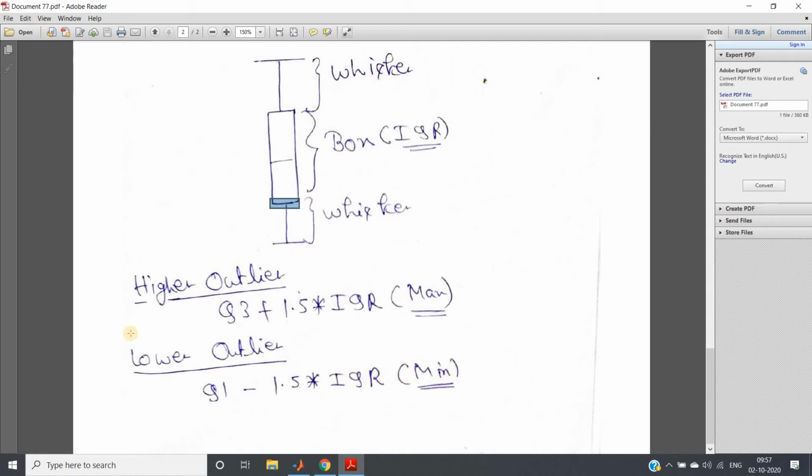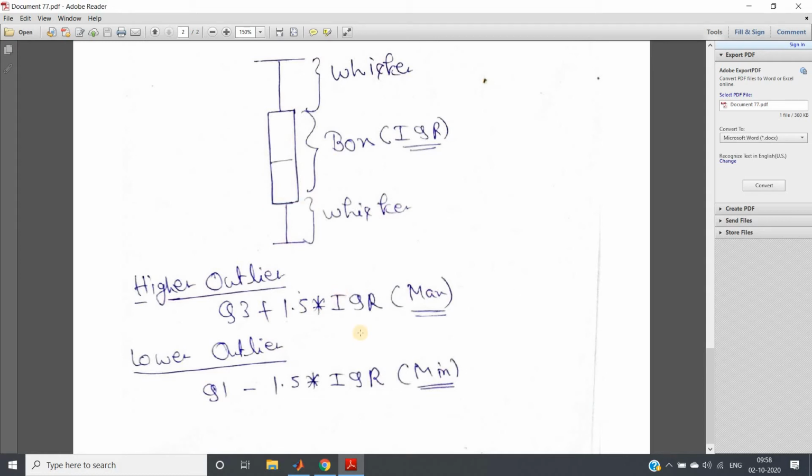Okay, if a data point has to be a lower outlier, then it should be lesser than Q1 minus 1.5 times IQR, right? So for a higher outlier, it should be greater than Q3 plus 1.5 times IQR. For any data point to be considered an outlier in the lower direction, it should be lesser than Q1 minus 1.5 times IQR. As simple as that, right?